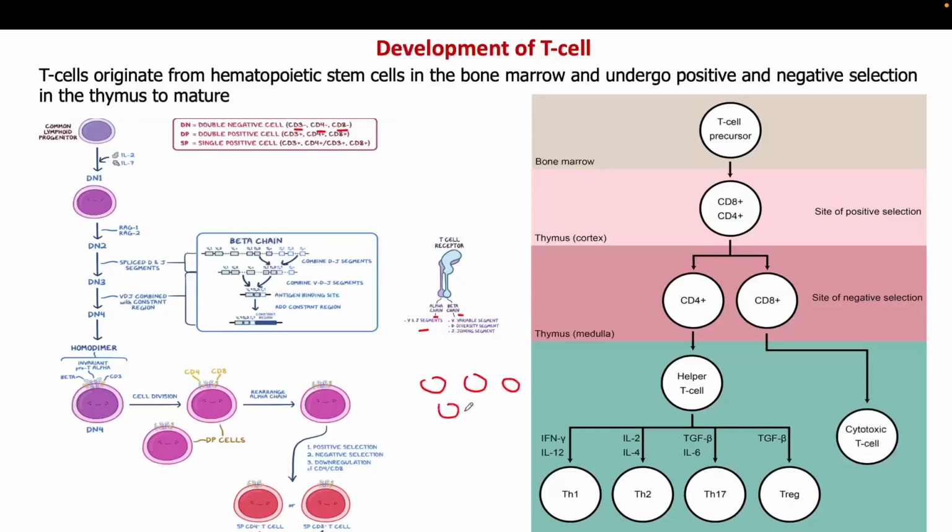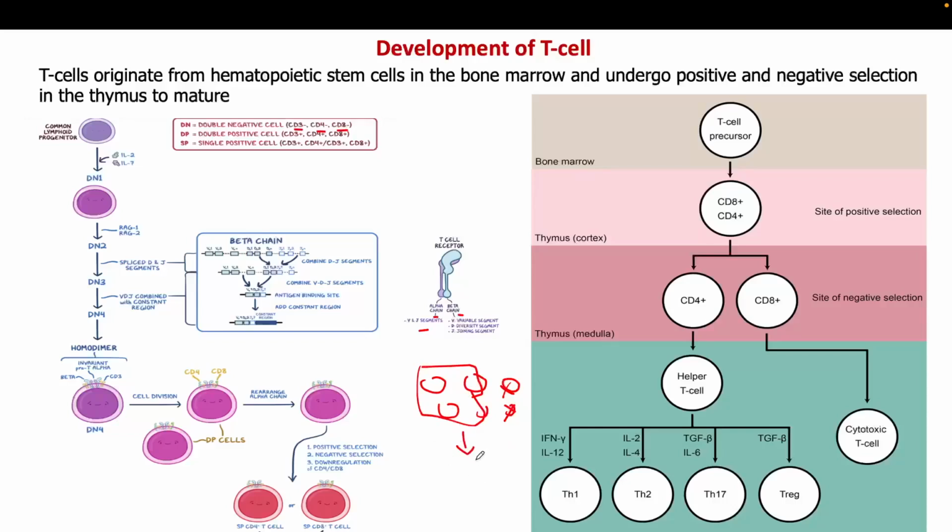Most of the 90 to 95% of T cells will not be able to bind with the MHC molecule, so they will go for apoptosis, and those T cells will die. The rest of the T cells, which are able to bind with the MHC molecule, undergo a type of selection called positive selection. After positive selection, they will go for negative selection.